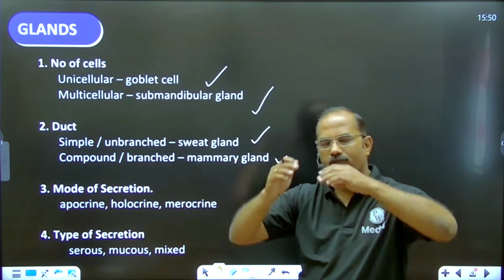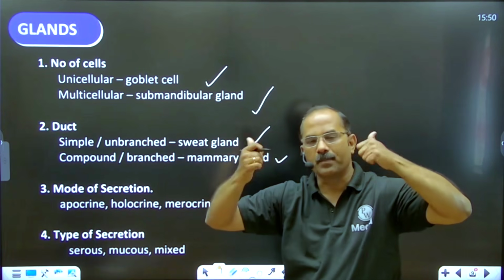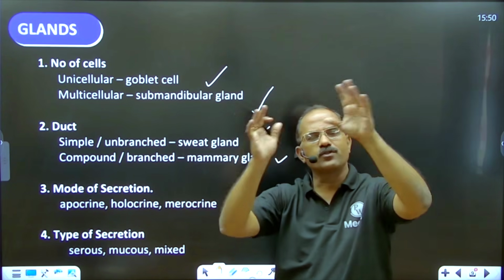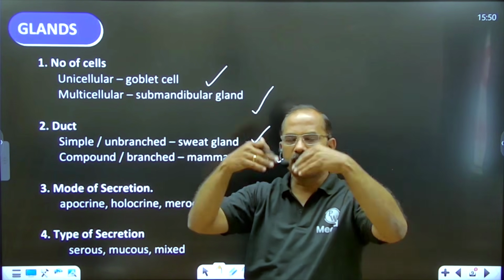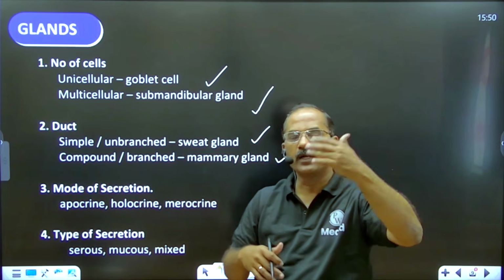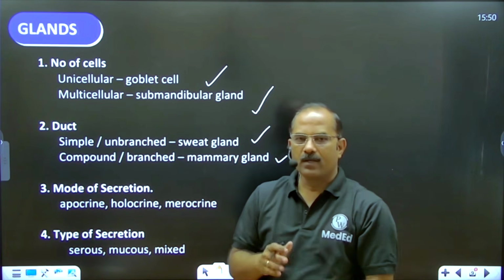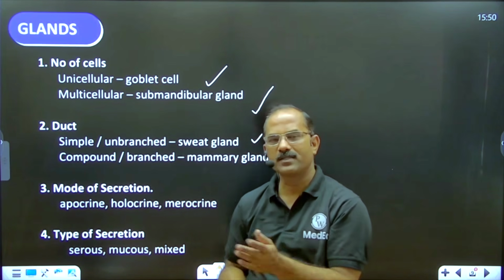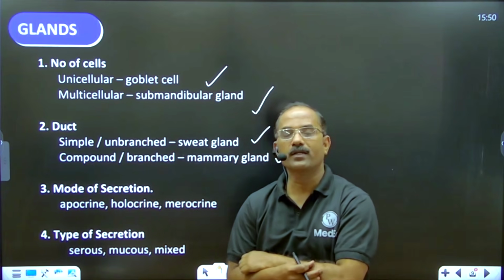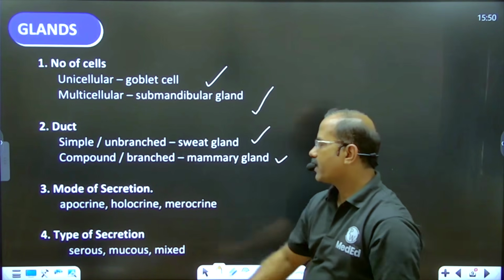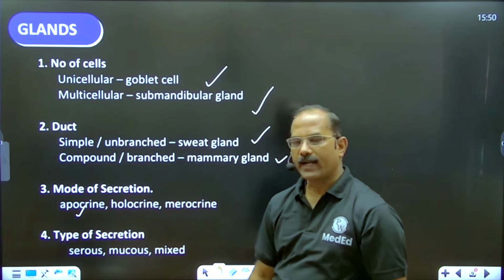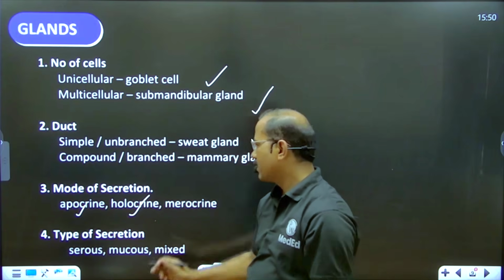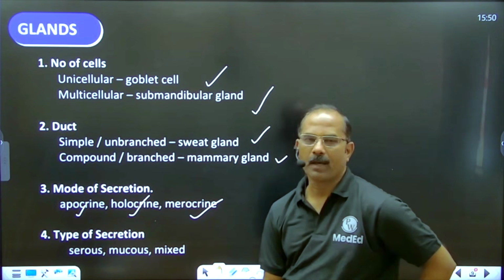The mode of secretion: if the apex of the gland cell breaks off, that's apocrine. If the entire cell breaks off, that's holocrine. And if there's no breaking up of the cell, the secretions are transmitted by the process of endocytosis. There are vacuoles which go to the periphery and break. That is merocrine gland or eccrine gland. The example of apocrine gland is sweat gland. Holocrine gland, the entire cell breaks off, sebaceous gland. And merocrine is mammary gland.